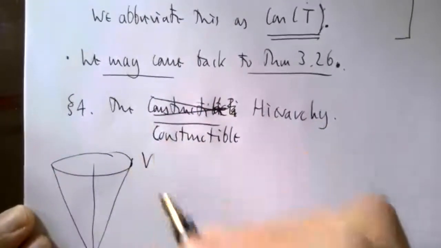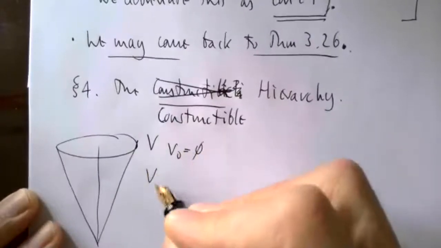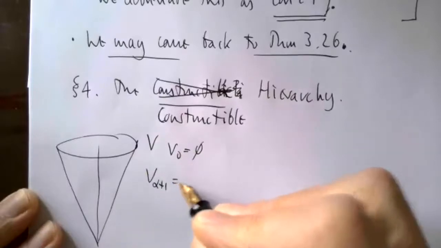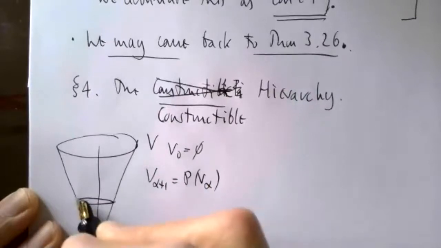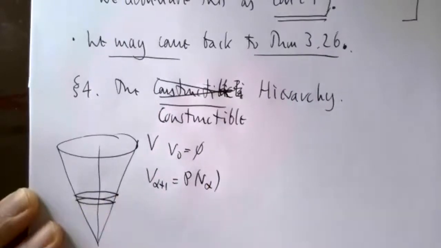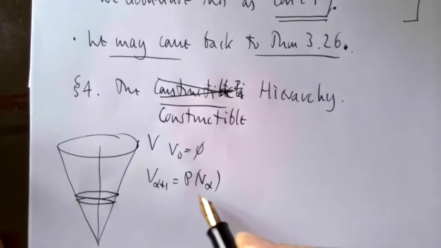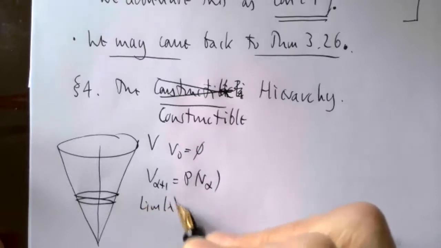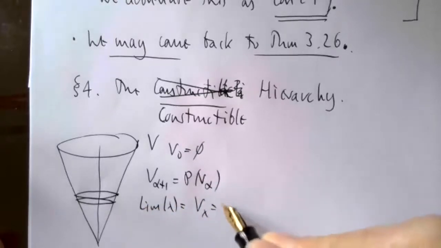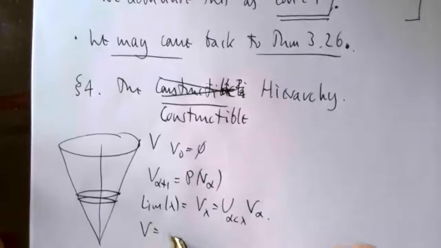So the V hierarchy here, we start out with V0 as the empty set, and at successive stages, we take the whole power set of the previous level. So the next slice of the cake up here can be enormously bigger than V alpha. Right? It's the whole collection of all possible subsets. And at limits, we take unions, and V is the union of the whole lot.